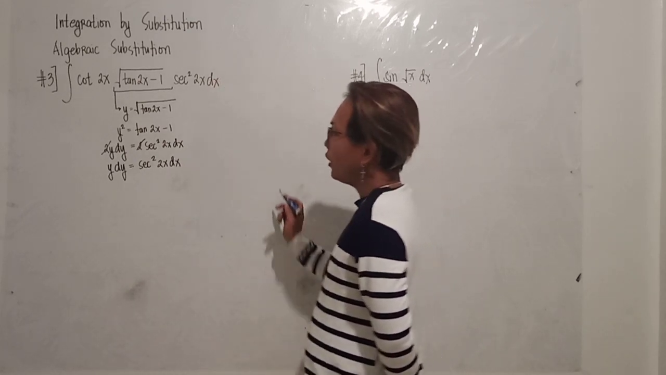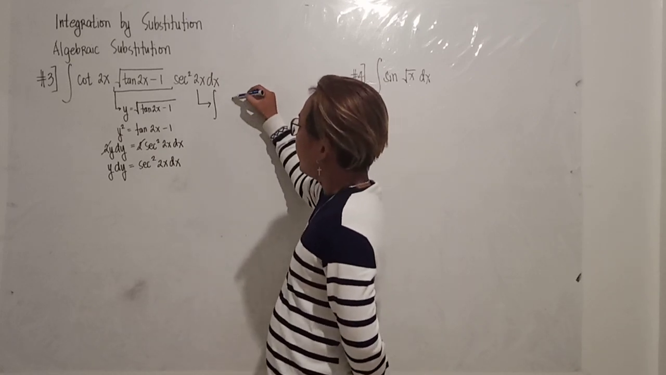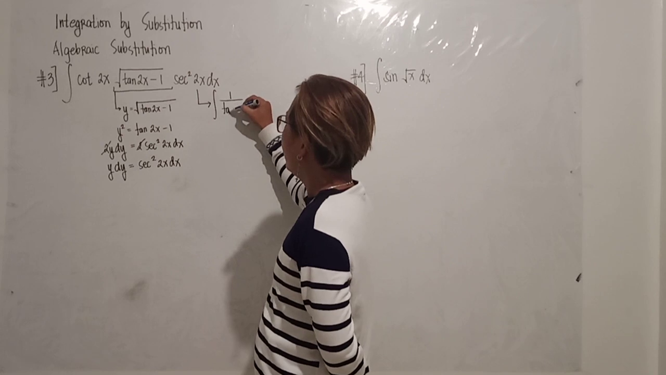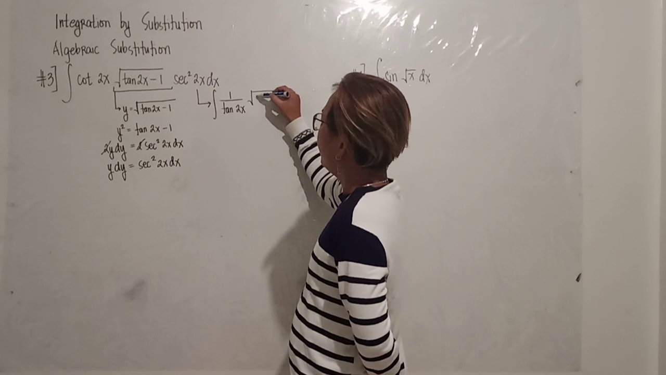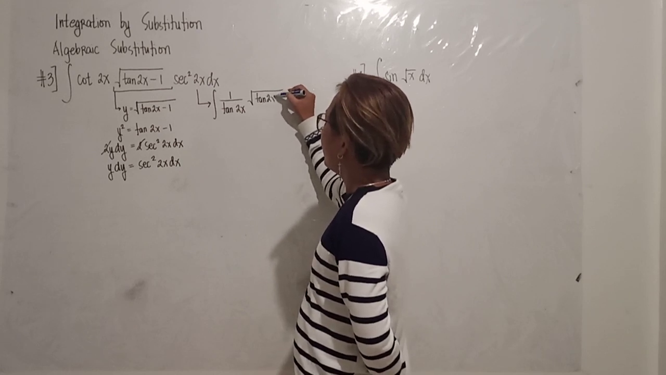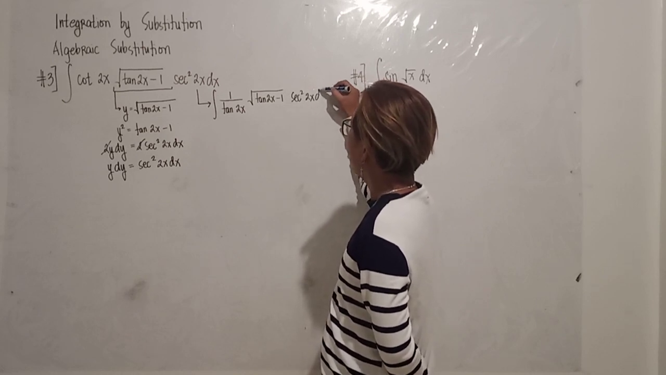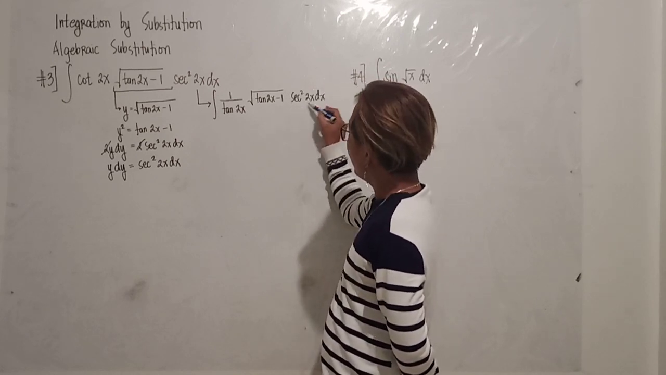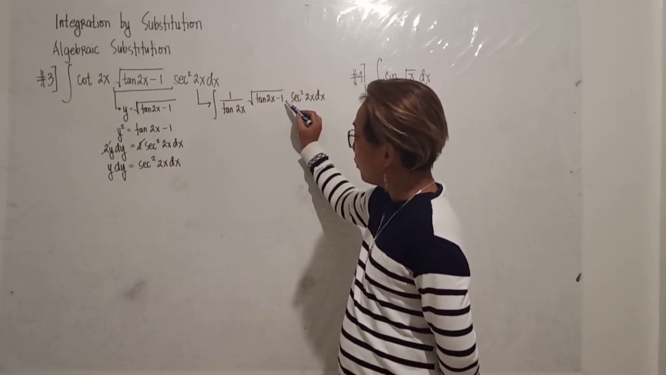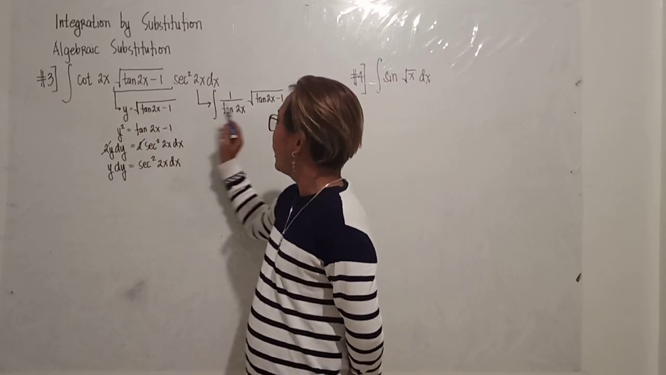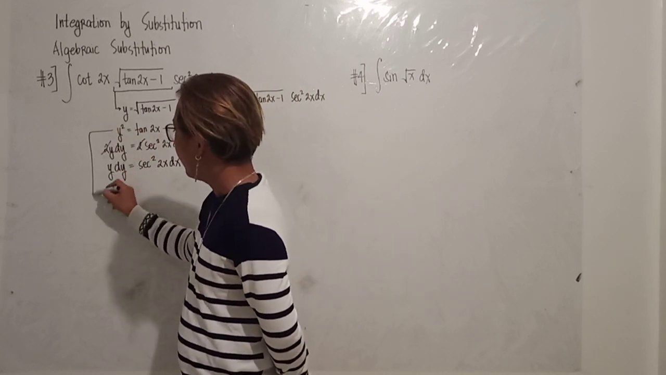Okay, now this equation will now be cotangent, which is 1 over tangent of 2x. Then the square root of the tangent of 2x minus 1 multiplied by the secant squared of 2x dx. So secant squared 2x dx, you have the equivalent value. Then the square root of tangent 2x minus 1, you also have the equivalent value. But the value of the tangent 2x, we need to get it here.